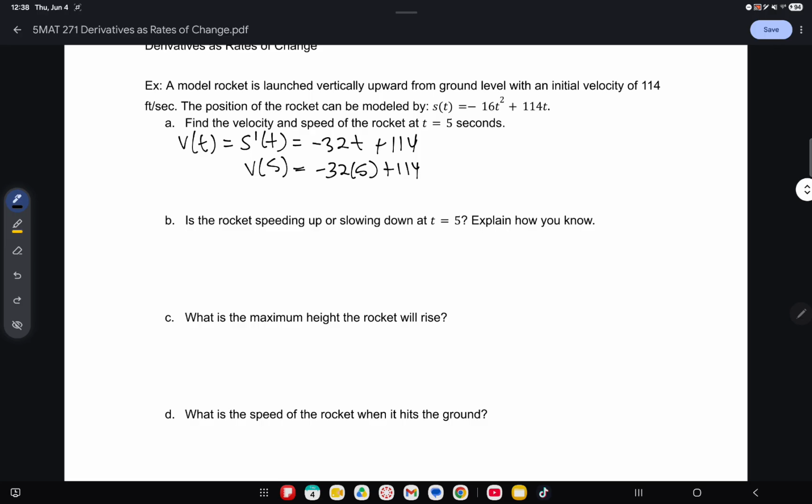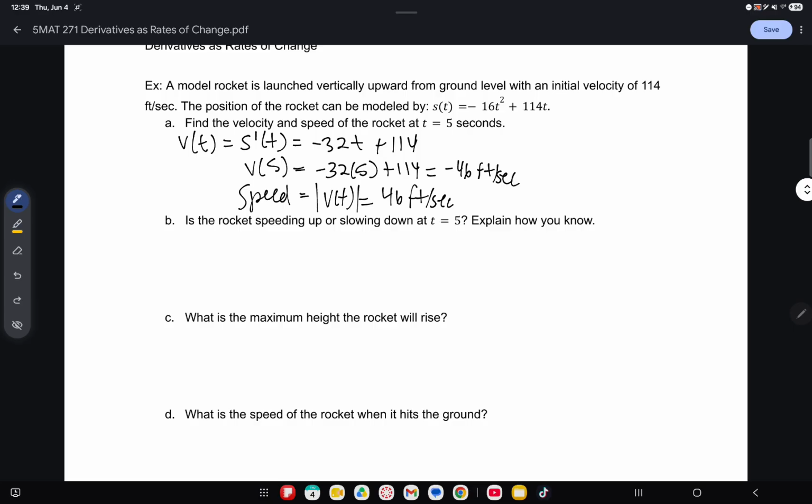I'll grab my calculator and plug that in. So -32 times 5 plus 114 is going to give me -46. Did it give me, yeah, feet per second. Feet per second. But speed is the absolute value of velocity. So speed is 46 feet per second.